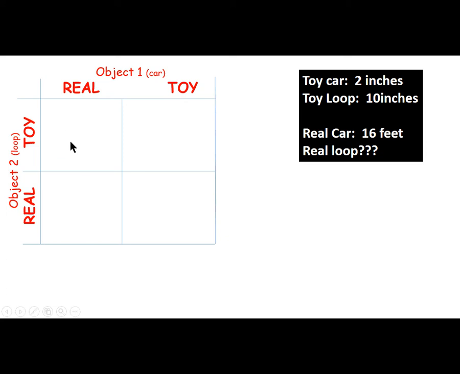Okay, if you do this right, the real car has a length of 16 feet. The toy car has a length of 2 inches. The real loop has a height of x, that's what we're trying to find out, in feet. And the toy loop has a height of 10 inches. And we're simply going to cross-multiply this to solve.